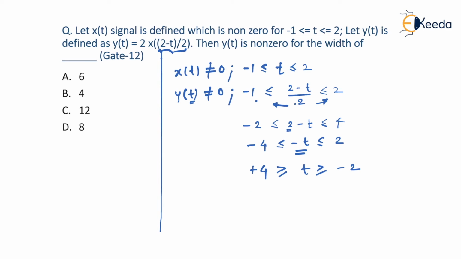Or I can now in fact write it like this: -2 less than or equal to t less than or equal to 4. So it clearly means that y of t is non-zero, or not equal to 0, when time is lying between -2 to 4. So can I say this is what we call the upper limit? So this is the upper limit and this is the lower limit.